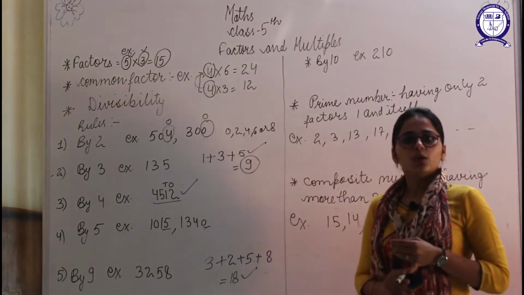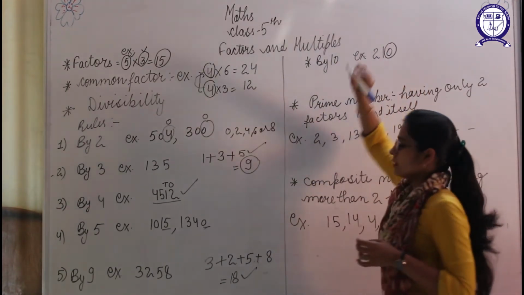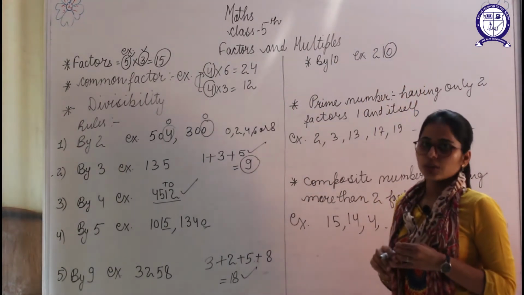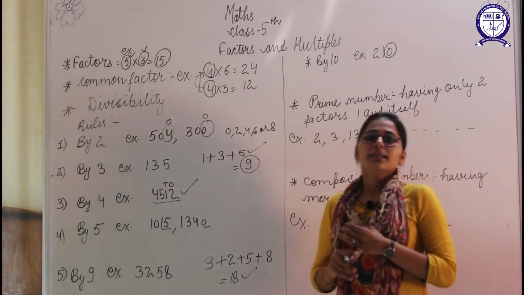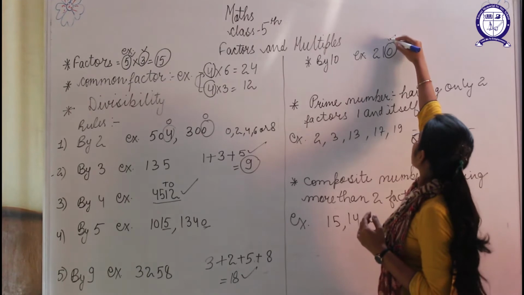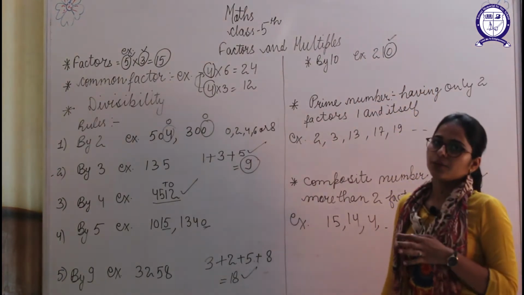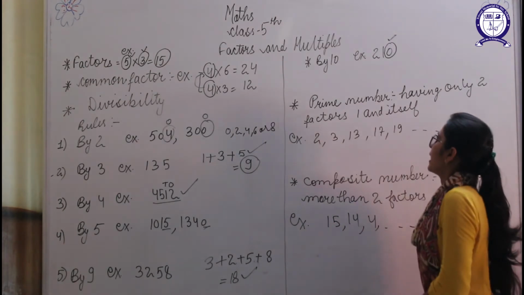Now the divisibility rule by 10. When the last digit, the ones or unit digit, is 0, the number will be divisible by 10. If there is a digit other than 0 at the ones place or unit place, the number will not be completely divisible by 10.